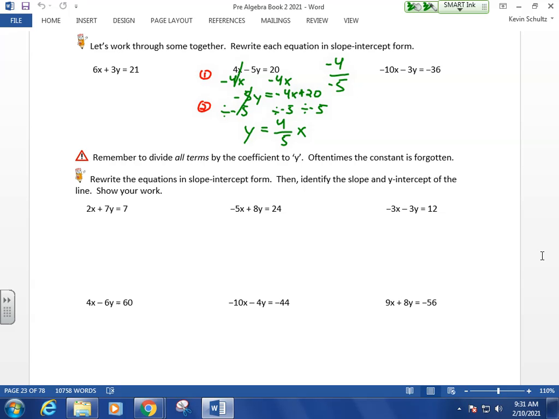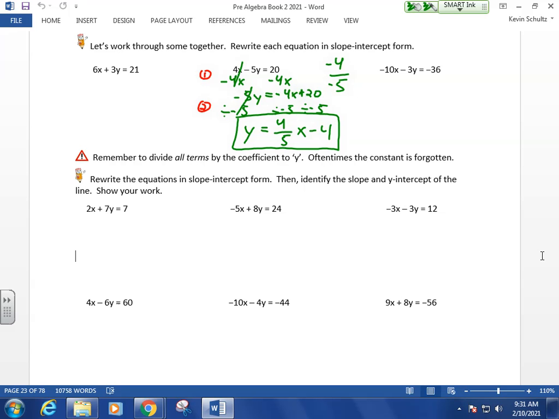Okay? And then that 20 divided by negative 5 is what? Nope. 20 divided by negative 5, negative 4. Okay? Negative 4. It's negative here because it's a positive 20 divided by negative 5. That gives us negative 4. And so this would be your answer, your equation in slope-intercept form.